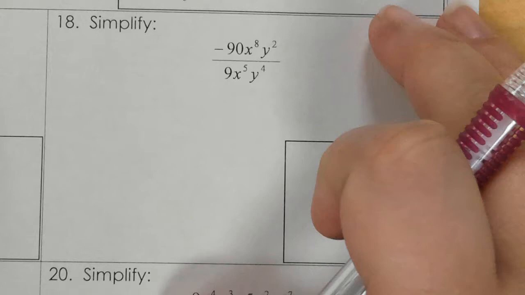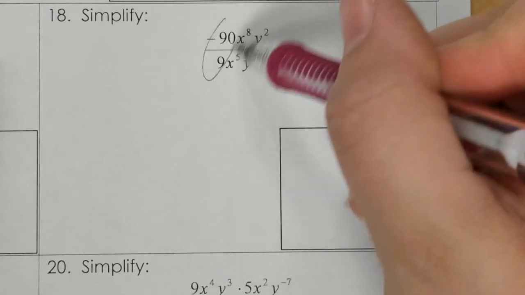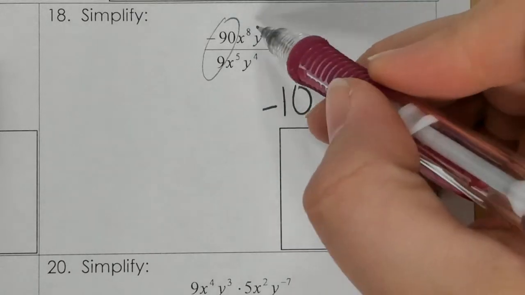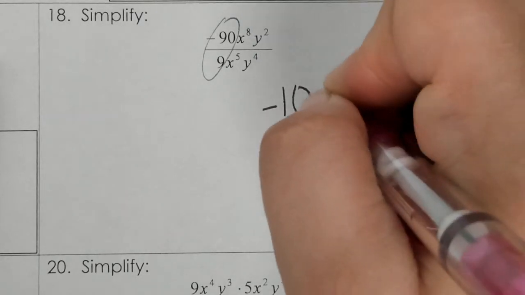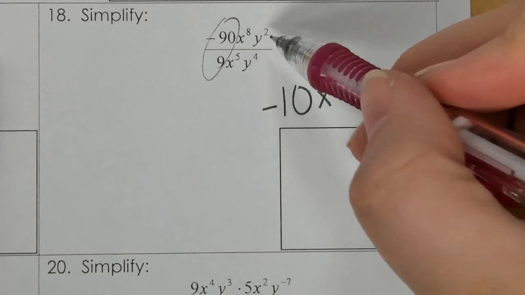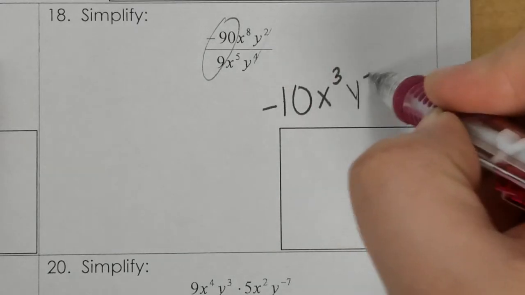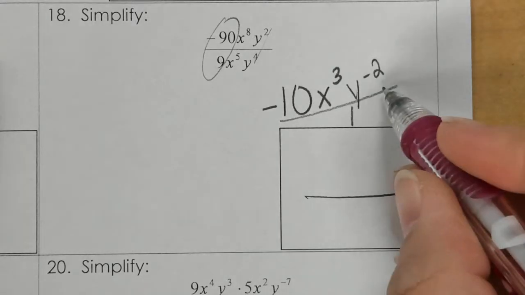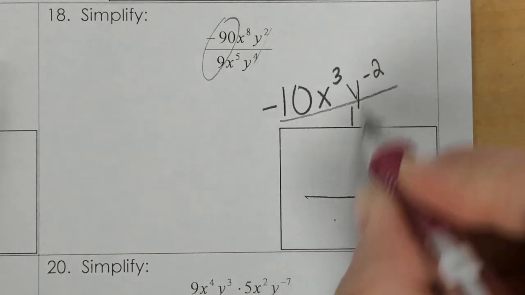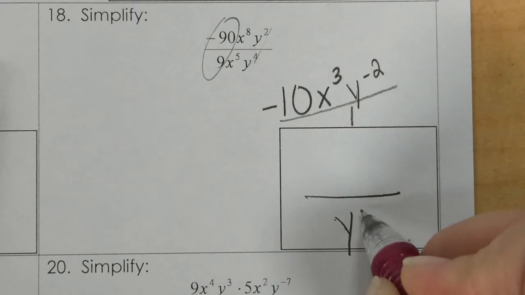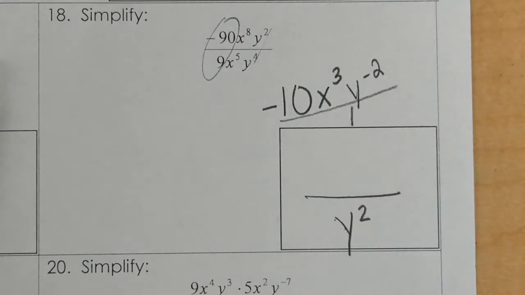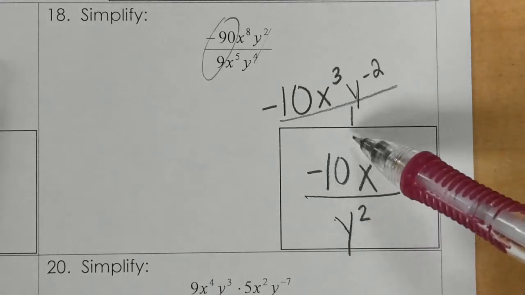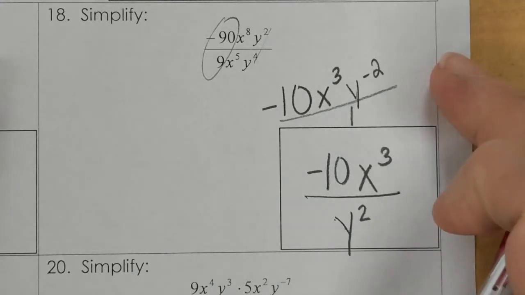In number 18, you divide. We get negative 10. We subtract. So 8 minus 5 is 3. And then 2 minus 4 is a negative 2. But we put that over 1, and we only bring down the negative exponent. So we bring the y down to make it positive. And we keep the negative 10 and the x to the third, because negative 10 has a positive 1 exponent.